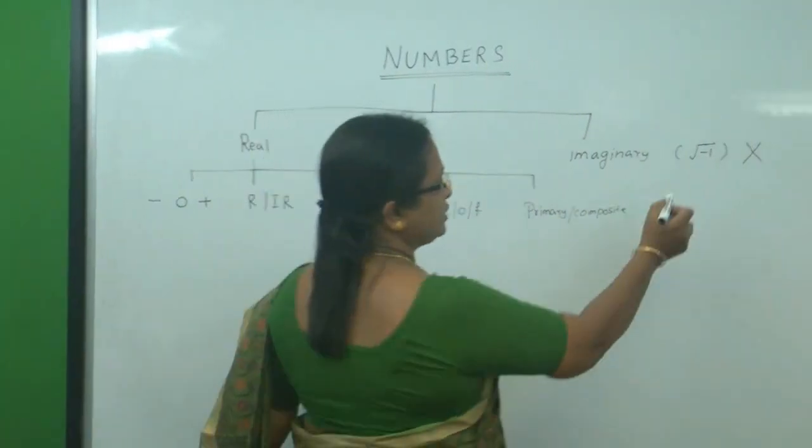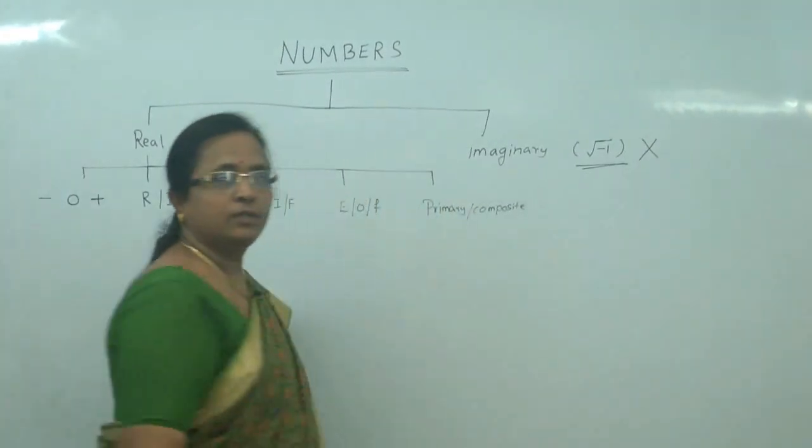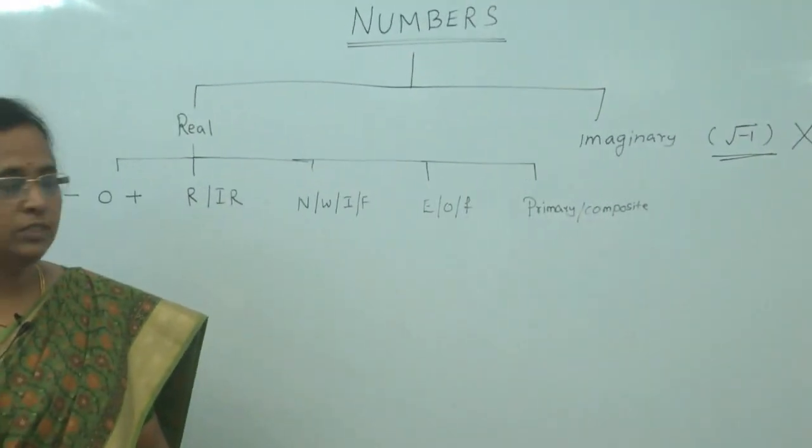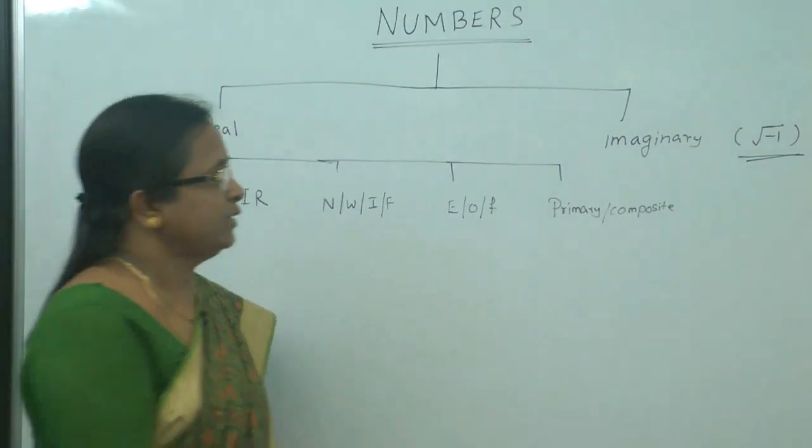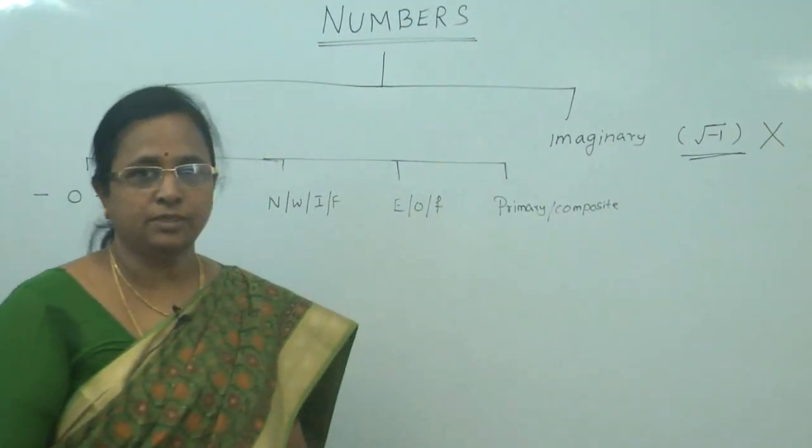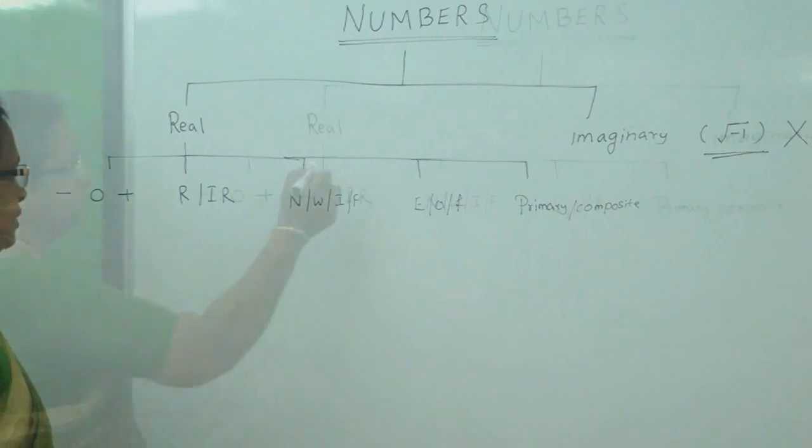So imaginary, that is the square root of minus 1. These kinds of numbers we are not going to see now. This comes under the complex numbers. So we'll see only the real numbers.